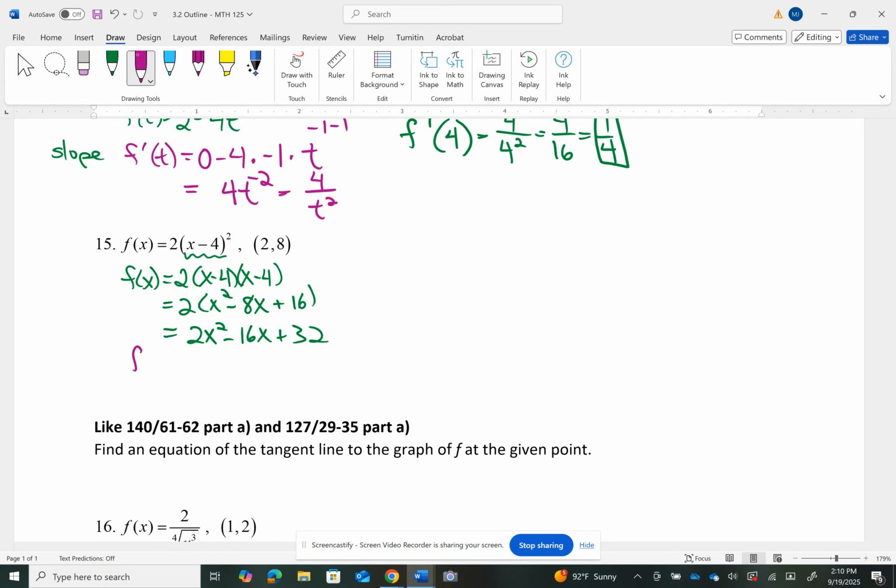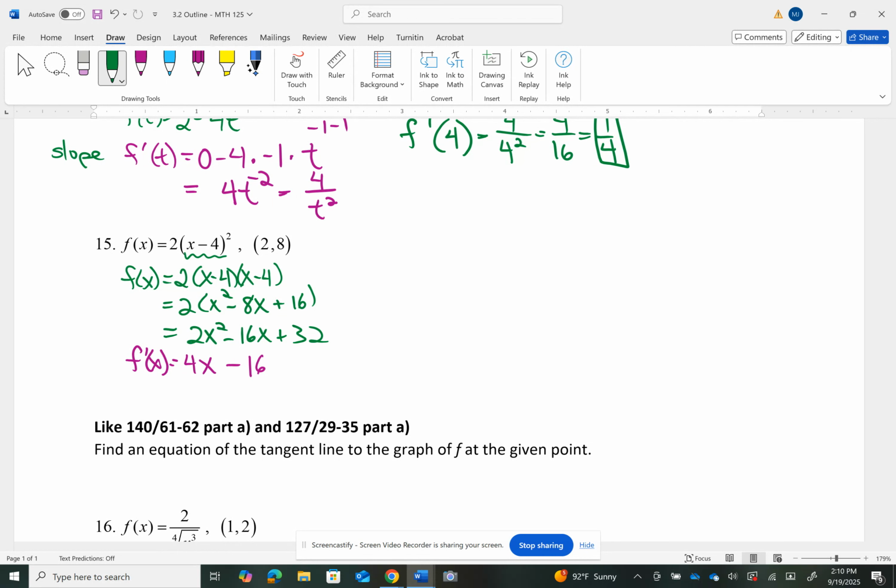Okay, now I'm going to start the derivative, and I have many power functions. So 2 times 2 would be 4x would be the derivative of the first term, minus 16 would be the derivative of the second one, and then the derivative of 32 would be 0. Okay.